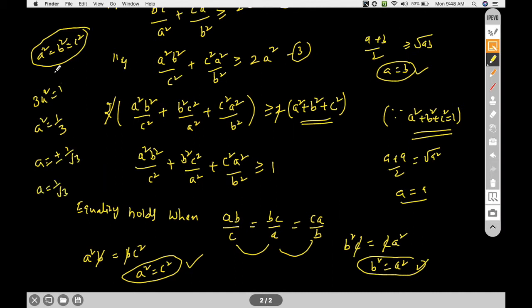So A, B, C are the same. A square, B square, C square are equal. Therefore corresponding B is also 1 by root 3 and C is also 1 by root 3. Therefore equality is possible when A, B, C all are equal, and that too A is equal to 1 by root 3, B is equal to 1 by root 3, C is equal to 1 by root 3 simultaneously. So this is the solution for the first question.